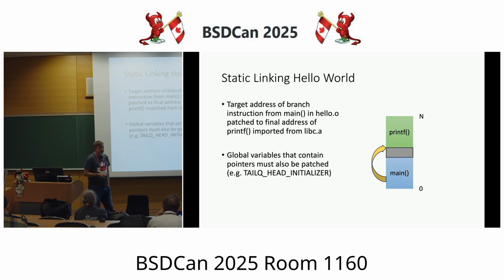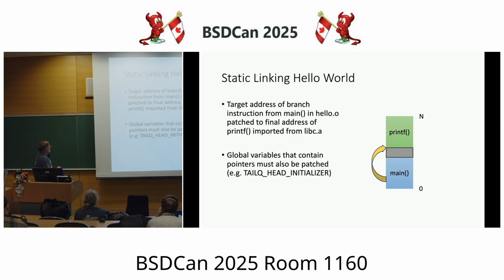And this can also be true not just for function calls, but some kinds of global variables. Because if a global variable contains an address, it contains a pointer, then we have to patch those up as well. An example of this that Kirk is somewhat perhaps guilty of would be something like telq head initializer, which, if you don't know how telq works, the head pointer is null, but the end of the list pointer actually points to the previous element. So it has a nested non-constant pointer inside of it.